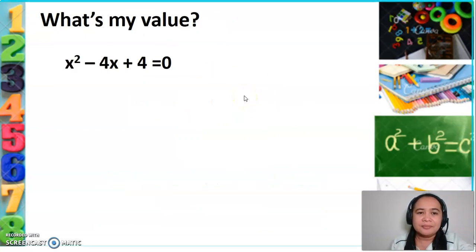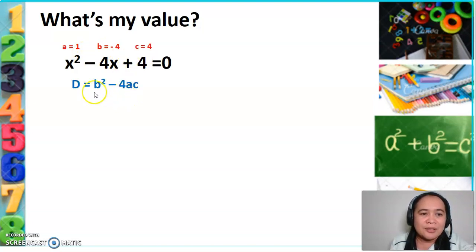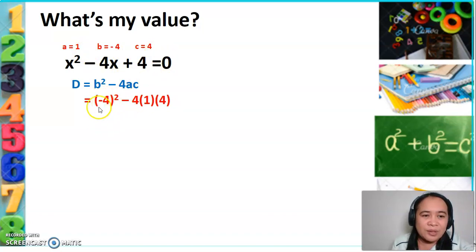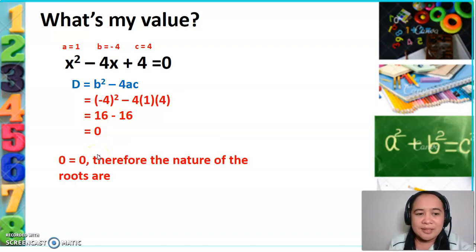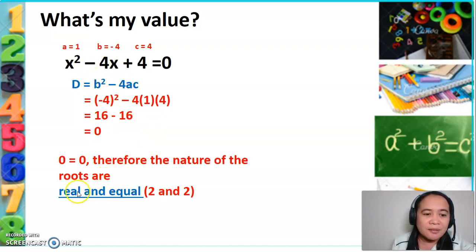Another example. In this case, the value for a is 1. The value for b is negative 4, and the value for c is 4. Now, substituting in the discriminant formula, we will have negative 4 squared minus 4 times 1 times 4. So, negative 4 squared is 16. Negative 4 times 1 times 4 is also 16. So, 16 minus 16 is 0. In this case, the discriminant value is 0. Therefore, the nature of the roots for this particular equation are real and equal, in which if we will solve for the value for x, it's actually 2 and 2.